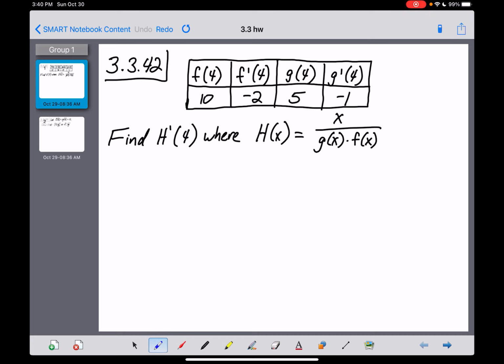Okay, problem number 42 on 3.3 I think is a great problem, which usually means you guys don't like it very much. All right, what's going on in here, guys? We are trying to find h prime of 4, and they've given you a definition right here of h of x.